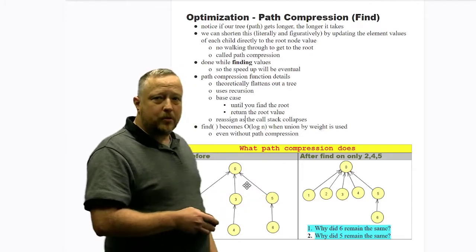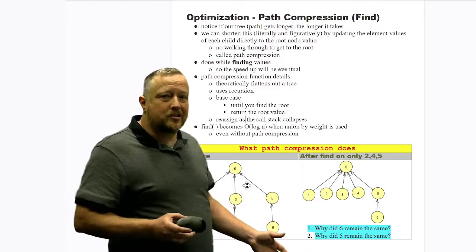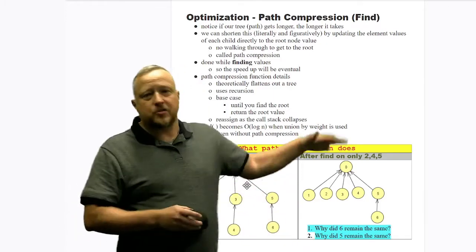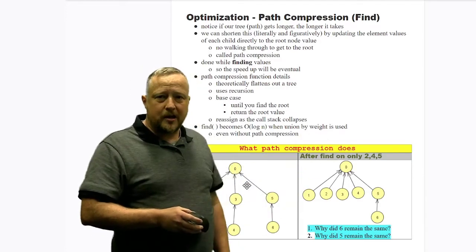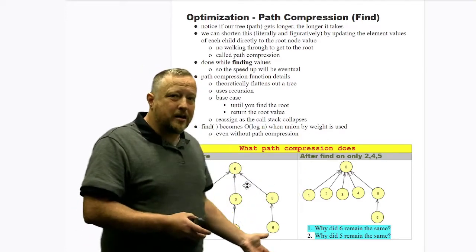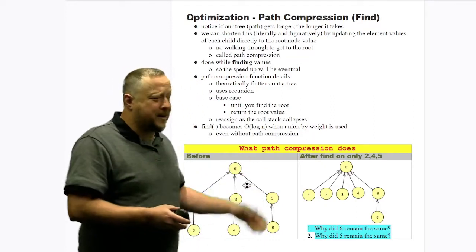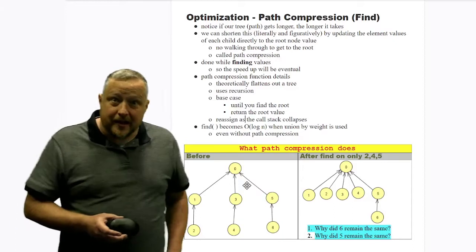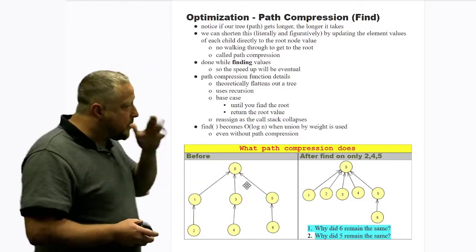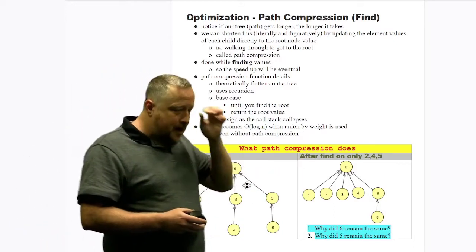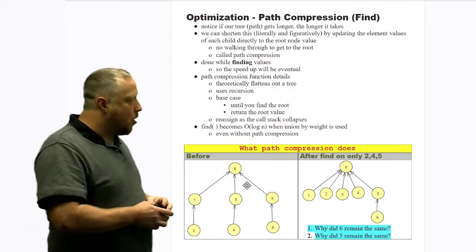Well, very simple. We didn't do a find on 6. If we did a find on 6, then yes, we would go ahead and make it a little bit more compressed. But we didn't do one, so it's not going to do it. Whereas 5, why did 5 remain the same? Because it was already connected to a root. You can't get any closer than that unless you're in it. So that's why those two values in this tree over here did not change at all.